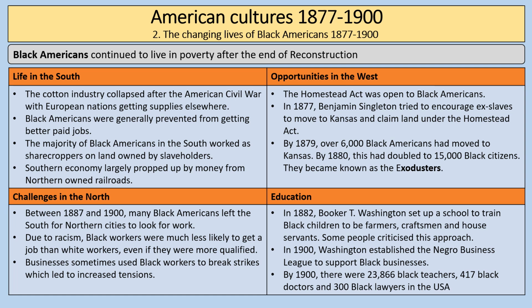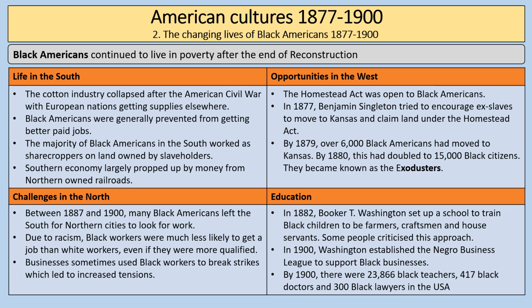In terms of opportunities in the West, the Homestead Act was open to black Americans. In 1877, Benjamin Singleton tried to encourage ex-slaves to move to Kansas and claim land under the Homestead Act. By 1879, over 6,000 black Americans had moved to Kansas. By 1880, this had doubled to 15,000 black citizens, and they became known as the Exodusters.